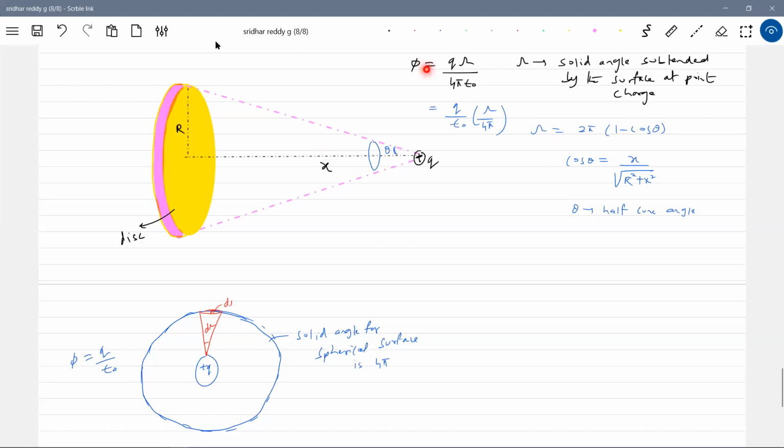So now, how much is the flux through this particular circular plate or circular disc? Substitute here: Q by 4 pi epsilon naught times 2 pi (1 minus cos theta). The 2 pi gets cancelled, so it is Q by 2 epsilon naught times (1 minus cos theta), where cos theta is given in terms of x. So as you vary x, definitely the flux linking this circular disc is going to change.